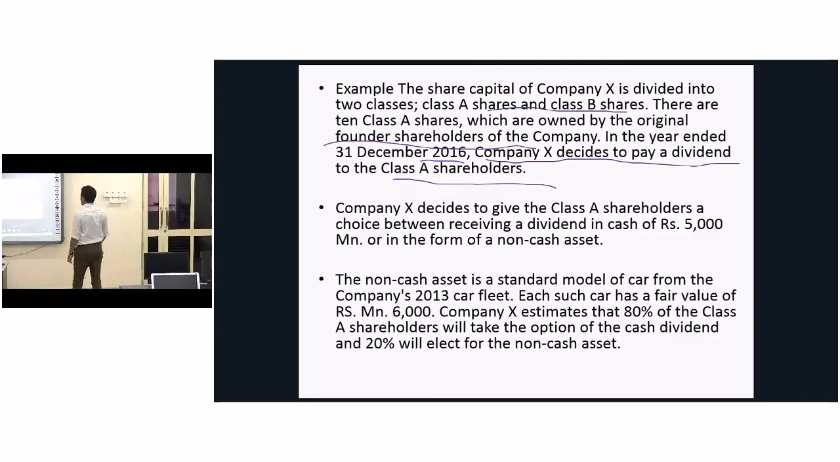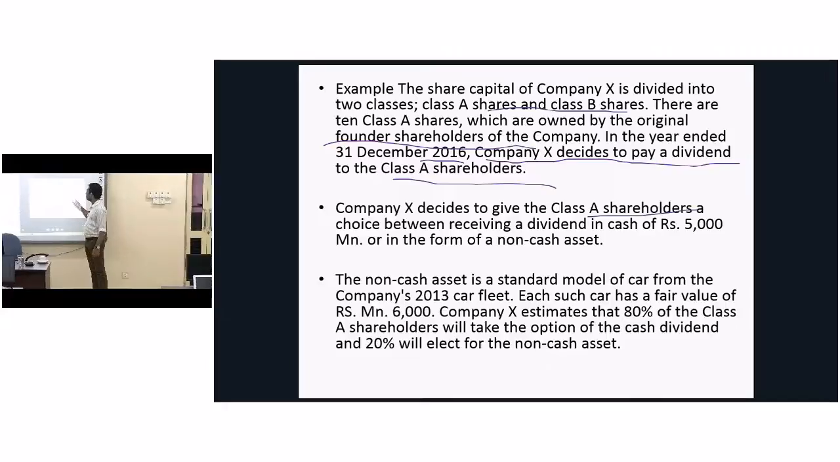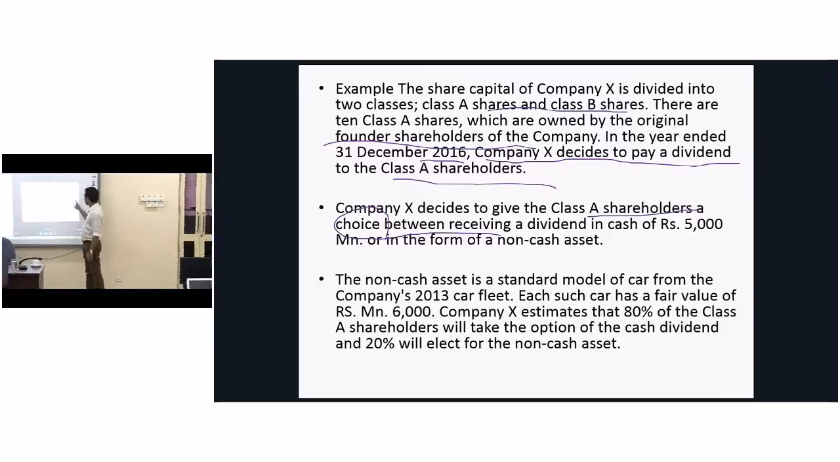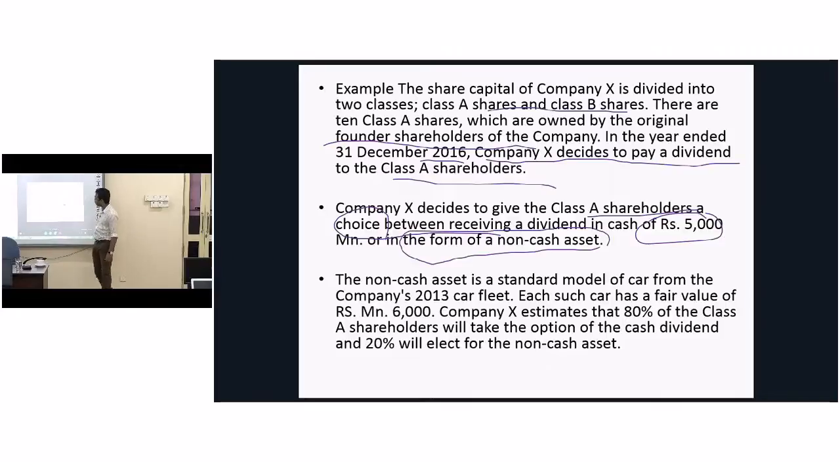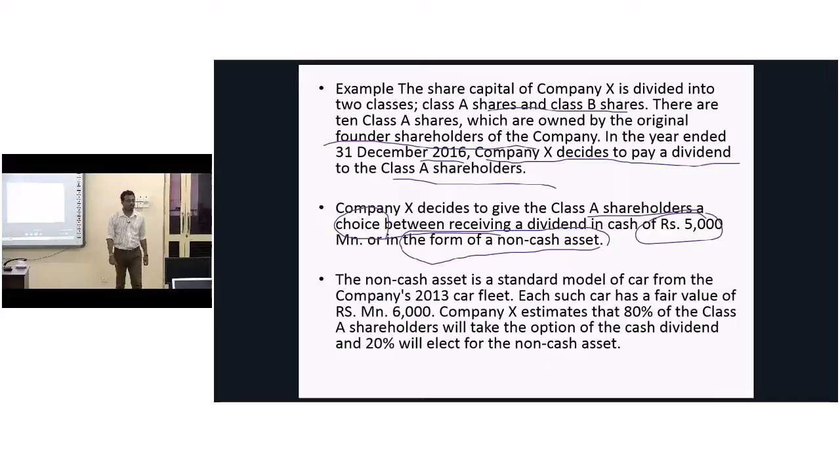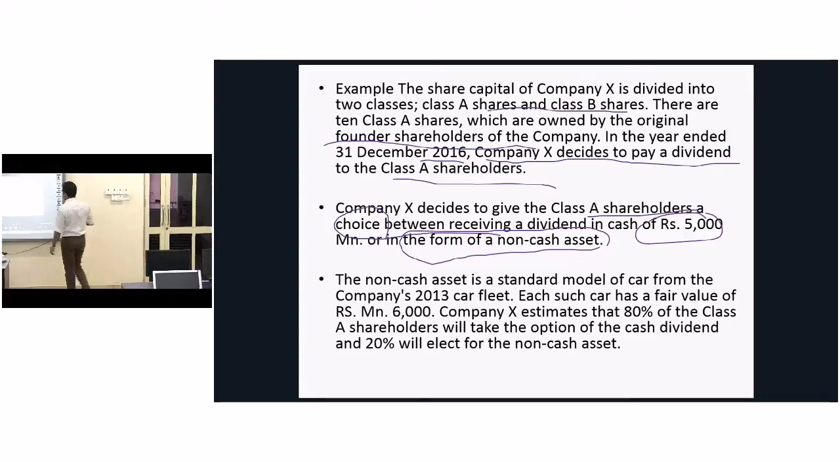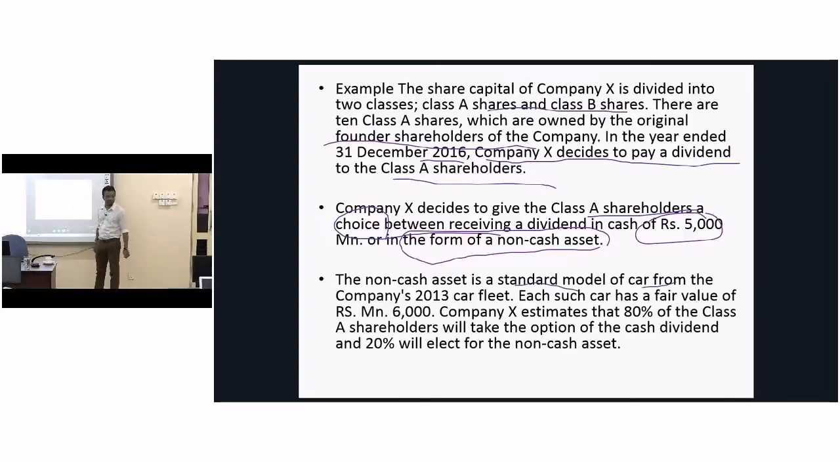Company X decided to give the Class A shareholders a choice between receiving a dividend of cash of rupees 5,000 million, look, or a dividend in the form of a non-cash asset. They can take 5 million cash or take a non-cash asset. What is a non-cash asset? A non-cash asset is a standard model of a car. That means they may be manufacturing cars. In the company's 2013 car fleet, each such car has a fair value of 6 million.